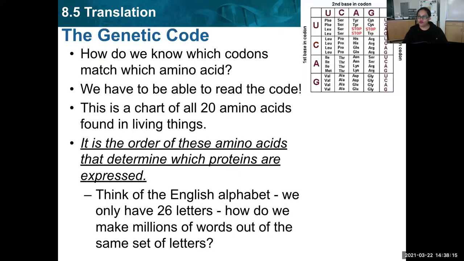All right, so you have to read the code. So how do we know which codons match which amino acids? The code is a chart of all 20 amino acids found in living things. And that chart looks exactly like that. That's not something you're going to have to memorize, but you do have to learn to interpret it. And it's actually very simple.